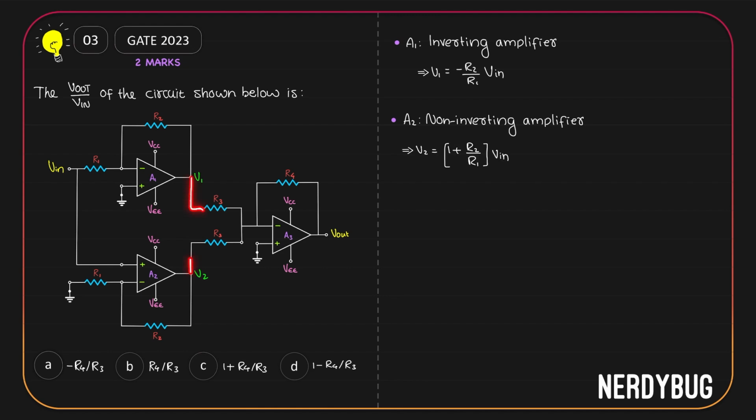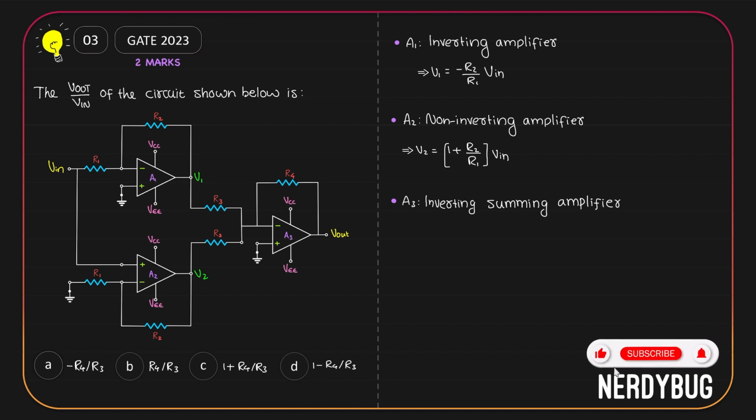Now V1 and V2 are given as input to the third stage, which basically is a summing amplifier. Both V1 and V2 are given to the negative terminal. That means this is an inverting summing amplifier. For V1, we have R4 and R3. For V2 also we have R4 and R3. So V1 will come at the output as minus R4 by R3 multiplied by V1. V2 will come at the output as minus R4 by R3 multiplied by V2. So the total output will be minus R4 by R3 multiplied by V1 plus V2.